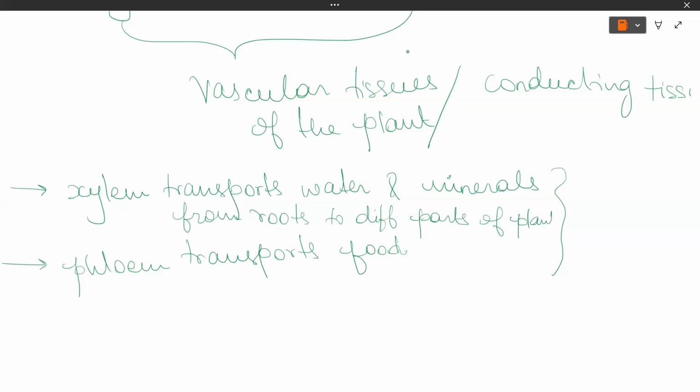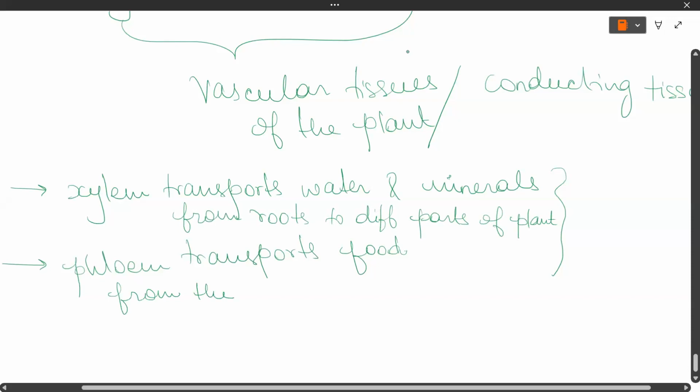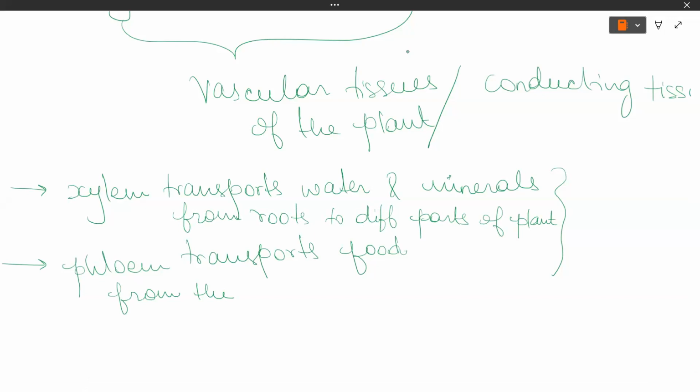Whereas the phloem, where would it transfer the food from? Stem and leaf? See, not stem. Whenever we are talking about transportation, let me give you a quick example. Food is cooked in the kitchen and then taken from the kitchen to the dining area. So the food is being transported from the area where it is cooked. So where is the site of cooking of food in the case of plants?